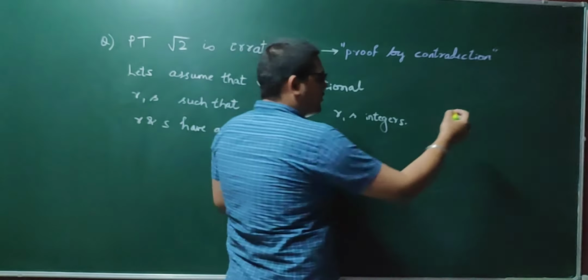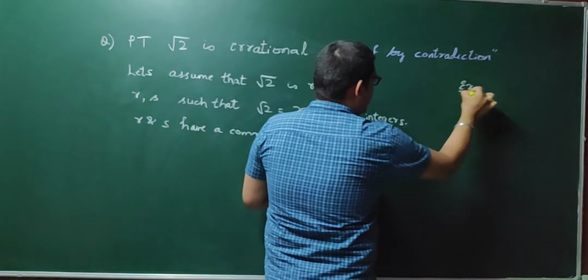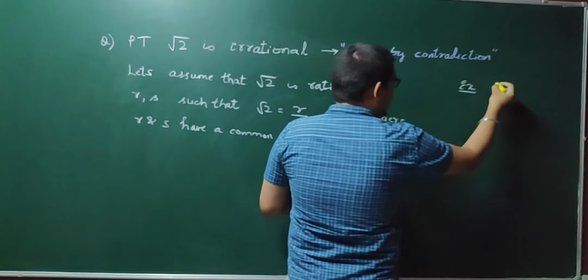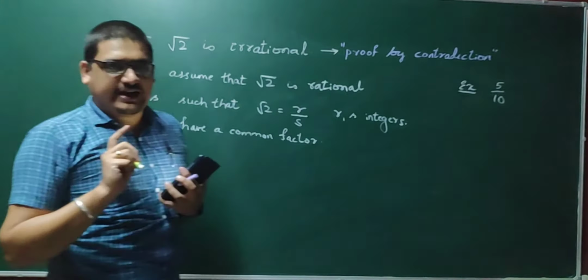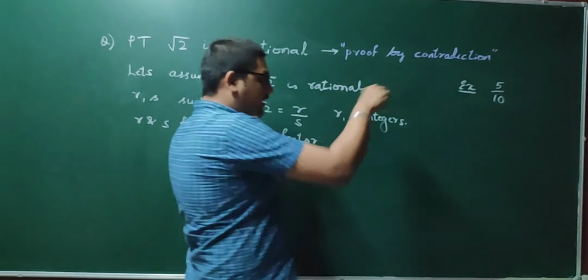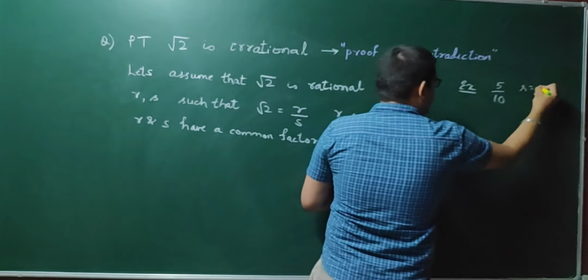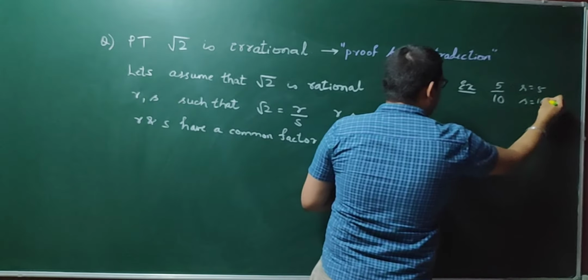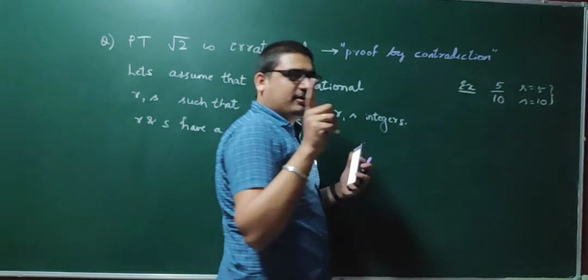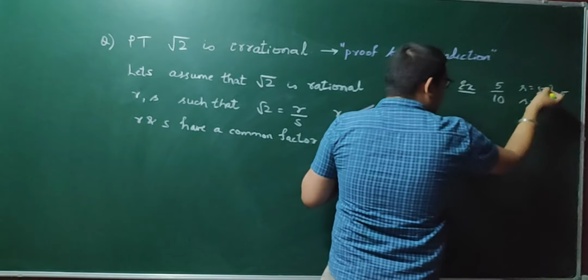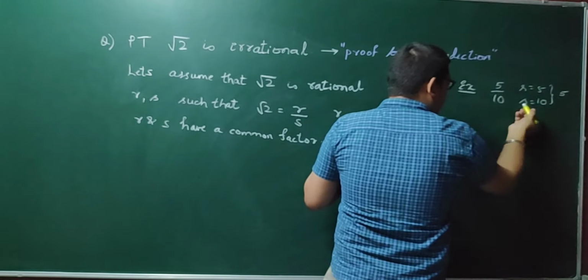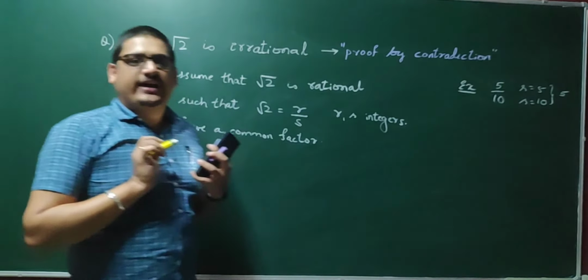So let us understand this by taking an example. Example is always best. So let's take the ratio 5 divided by 10. Now your R is 5 and your S is 10. So what is the common factor? The common factor is 5, because R is divisible by 5 as well as S is divisible by 5.